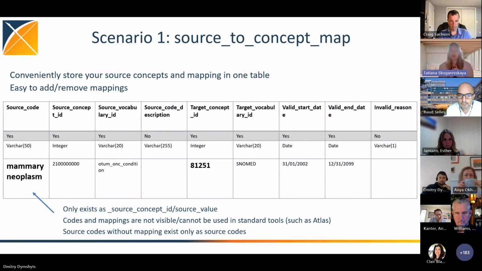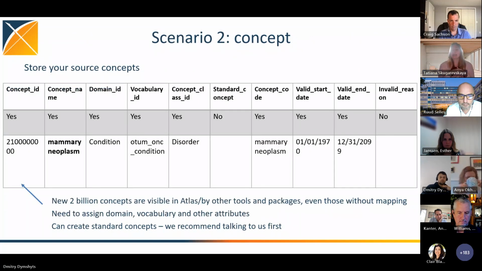So Dima, may I ask you to show me the second scenario slide? And that is, if we were trying to map the same memory neoplasm source code through the concept and concept relationship tables. So you may be already familiar with these tables. They are basic tables of the CDM that store concepts and their relationship to other concepts. And the concept table helps you store only your concepts without any relationships they have.